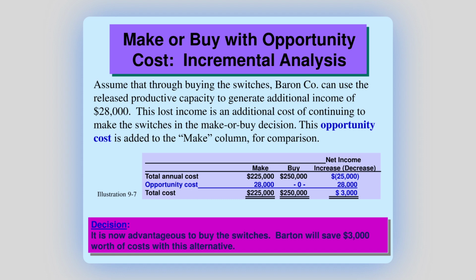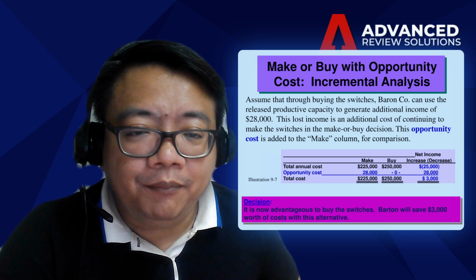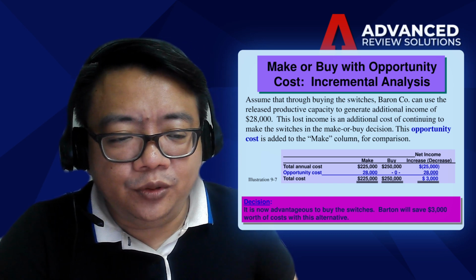Barton will save 3,000 worth of cost with this alternative. Okay? What do we call that? A lost benefit. Opportunity cost. Of course, you could rent it out or use it for something else. So, your decision now is to buy our product. And that would be make or buy with the opportunity cost.